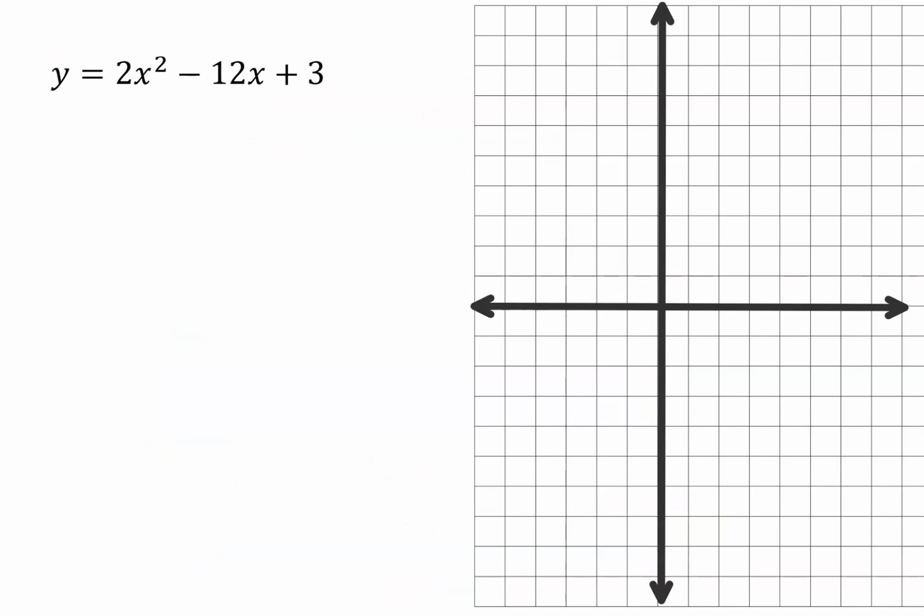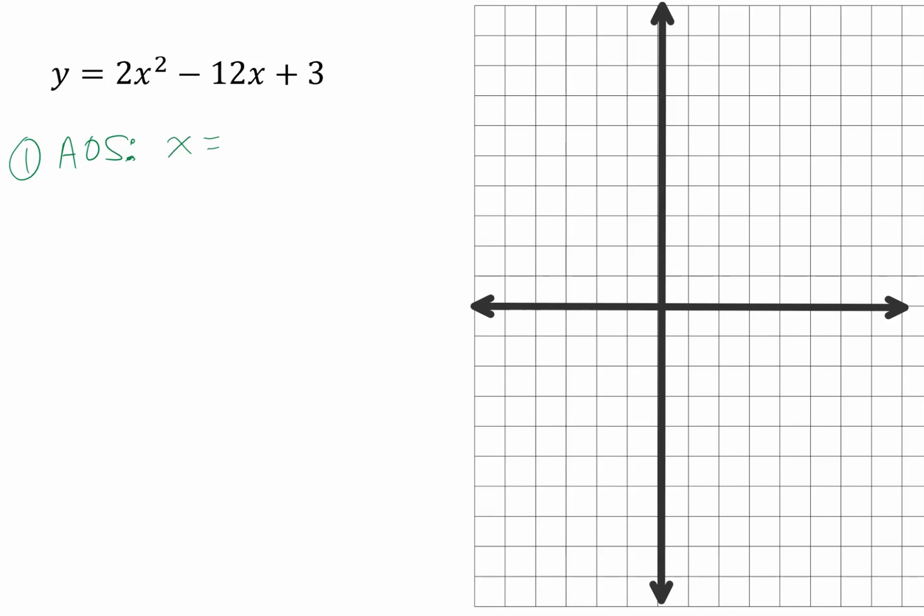Okay, let's do an example of graphing. When we're graphing in standard form, we have several steps that we follow. The first thing that we find is actually the axis of symmetry. So step one is to find the axis of symmetry. The nice thing about finding the axis of symmetry is there's a formula for us, and we like when we have a formula we can follow.